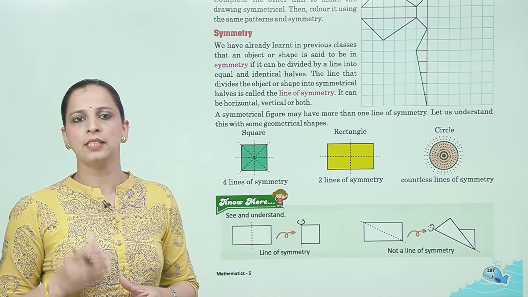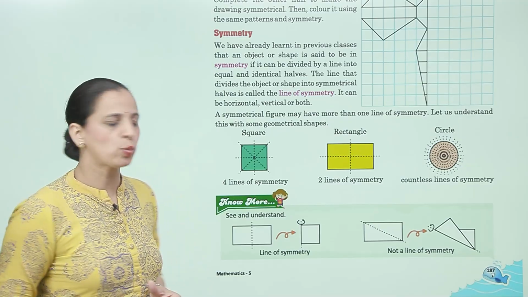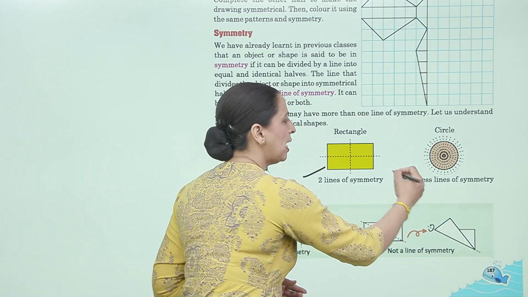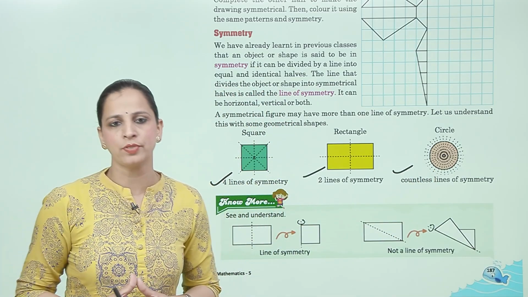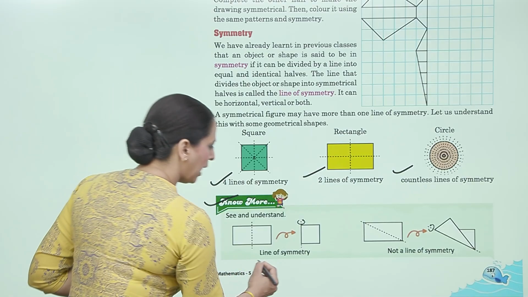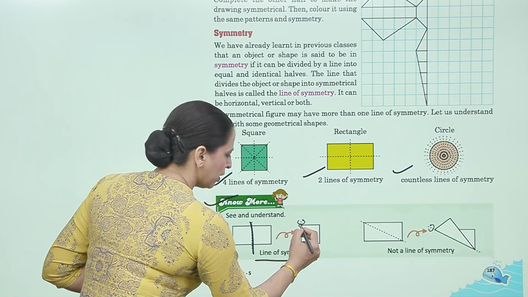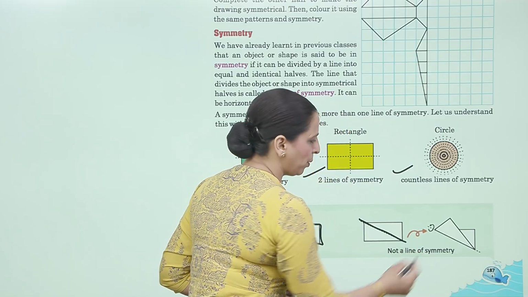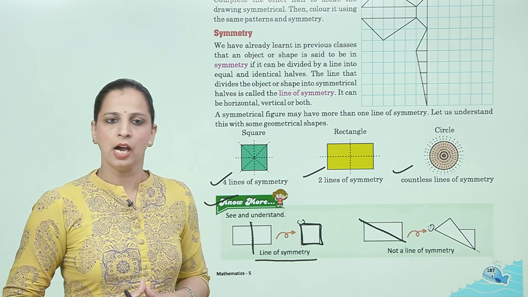Let us understand this with some geometrical shapes. Now square. Square has 4 lines of symmetry. Rectangle has 2 lines of symmetry. And circle has countless lines of symmetry. Now see and understand this line of symmetry. This divides it into half. Now this is not a line of symmetry because it is not an identical half.